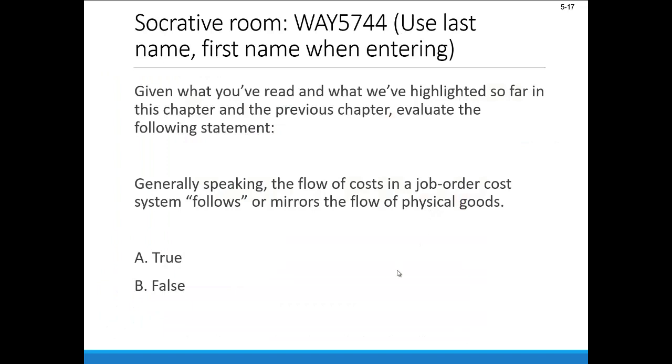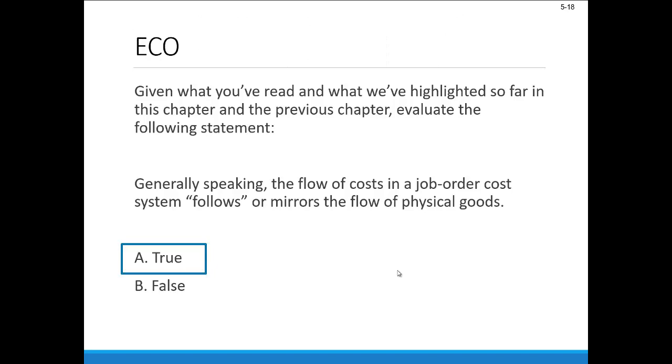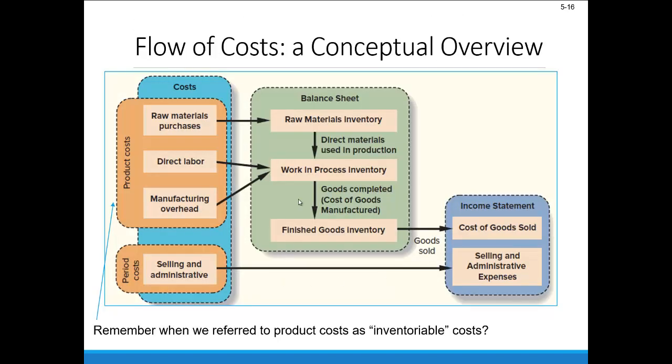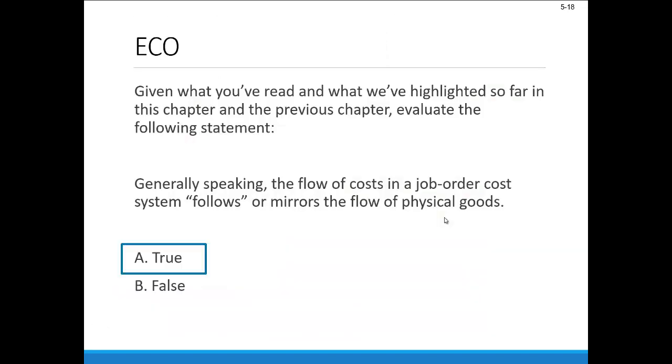So see if you can answer this, given what we've read and what you've highlighted so far and what I was just speaking about. Evaluate the following statement. Generally speaking, the flow of costs in a job order costing system follows or mirrors the flow of physical goods. Is that true or false? That is in fact true. Again, we can see it really in that picture. We can think of the goods moving through our production process as they're being worked on, as we're adding costs, moving things to finished goods as they're finished, and then over here to cost of goods sold, out the door as they're sold to customers. So that is true.